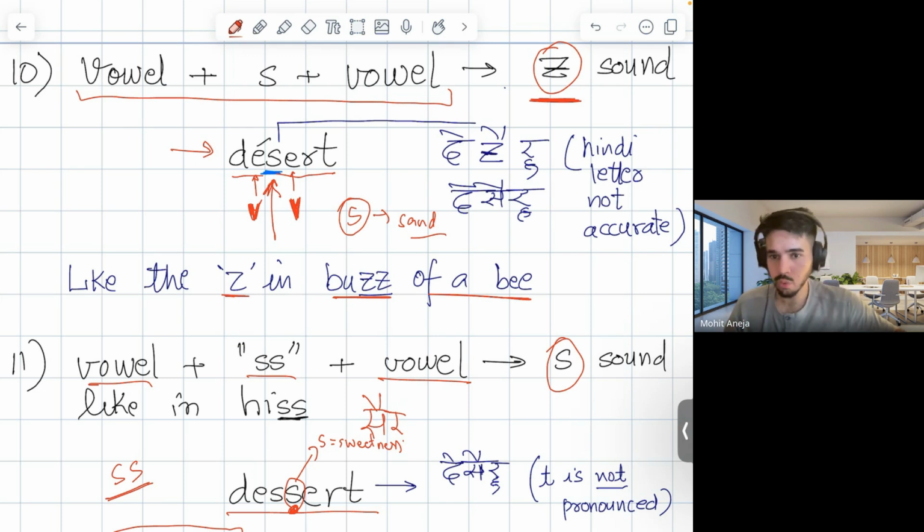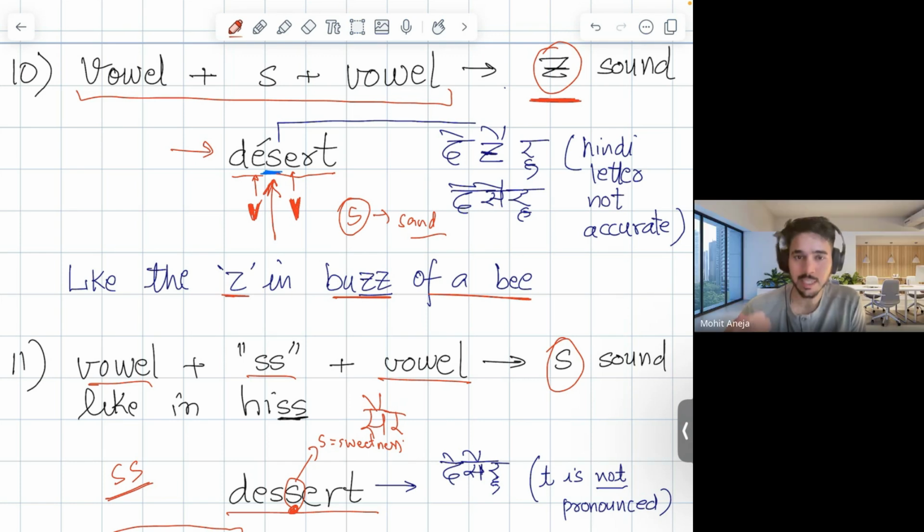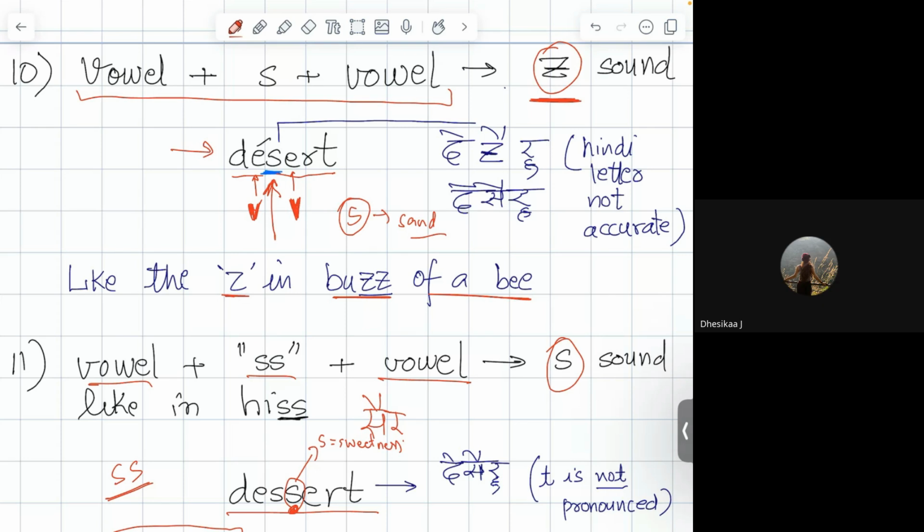Can someone tell me this rule? Who has understood? Desika, can you tell me what's the rule? So when there is a single S between two vowels, it's pronounced as Z. Yes. It does not get the full authority to be pronounced as a full S. Makes sense? Yes. Thank you.